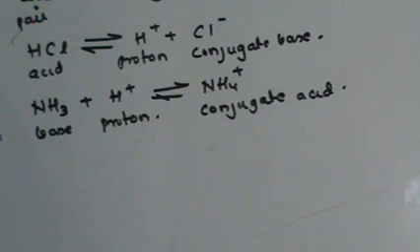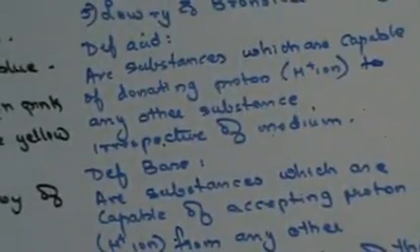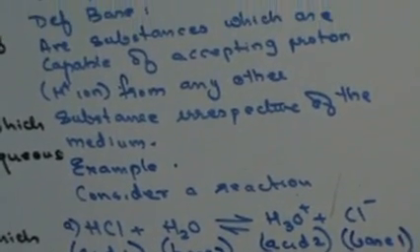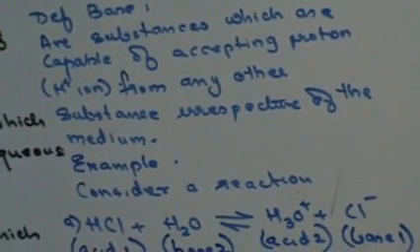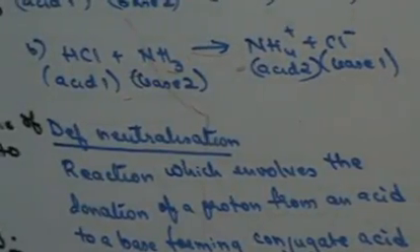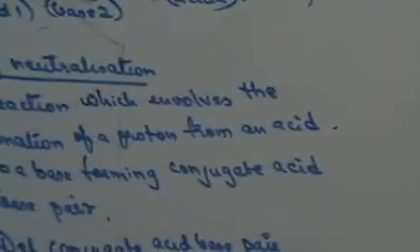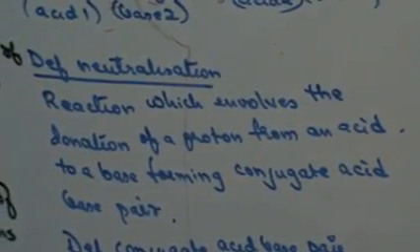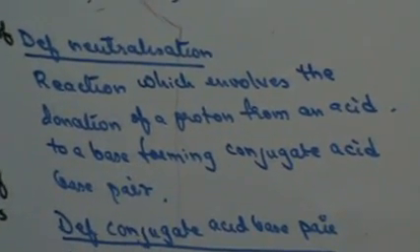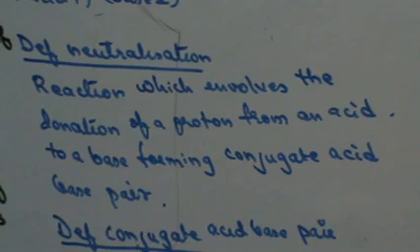Now let's come back to the definition of neutralization. How do I define neutralization? It is a reaction that involves donation of a proton from an acid to a base to form a conjugate acid-base pair. So a reaction in which a conjugate acid-base pair is formed would be called a neutralization reaction. Fine, is this clear?